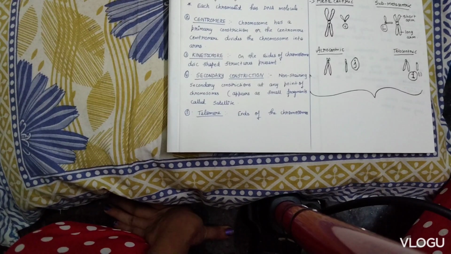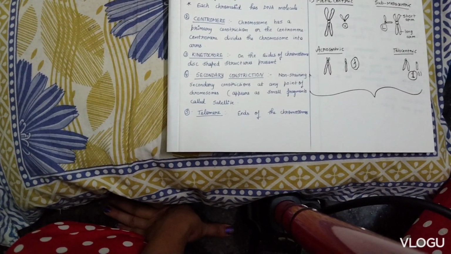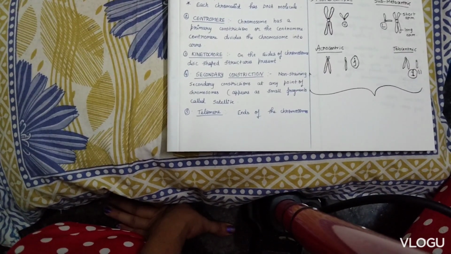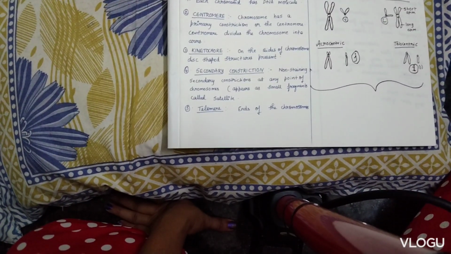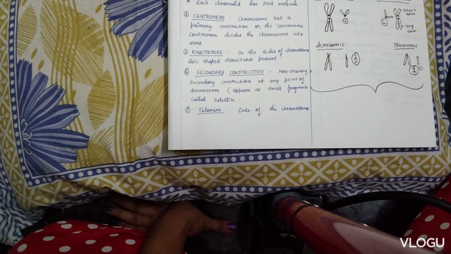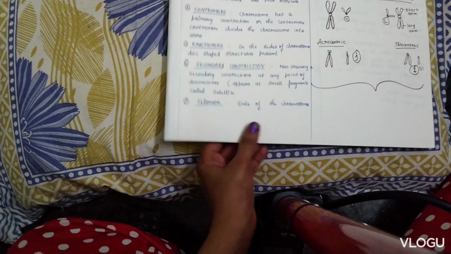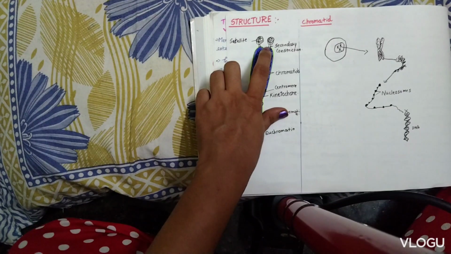Now first, when the chromosome is divided by the centromere, it is called the primary constriction. Again, when the chromosome is divided, it is called a secondary constriction. These secondary constrictions are non-staining. They don't take any stain. A secondary constriction can occur at any point of the chromosome. We also call it a satellite. Here you can see it at the top.